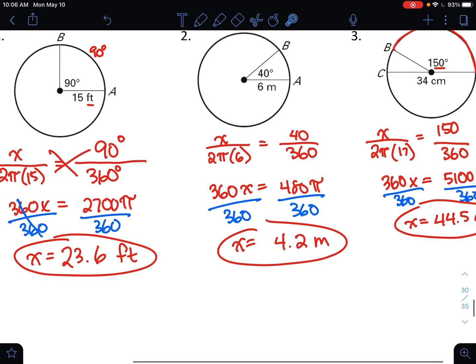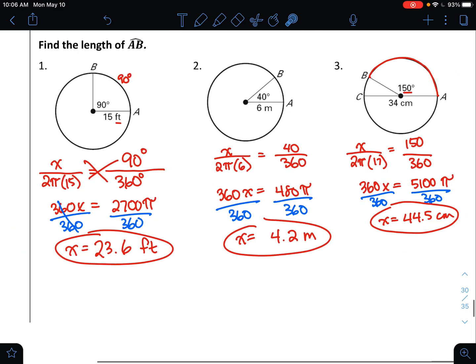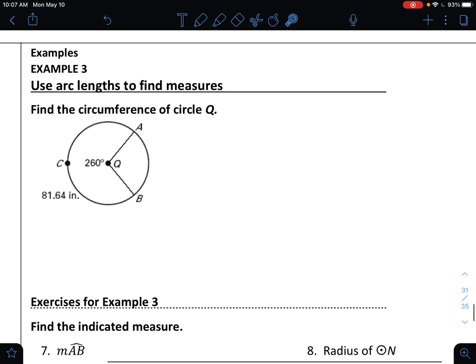Now we're going to look at some more complicated ones where we don't always find arc length. Sometimes I want you to find the degree measure or the circumference. So unless you have a really strong handle on what we're doing now, I want to encourage you to use this same formula, and then we're just going to find other missing pieces. Okay, let's look at the next few.